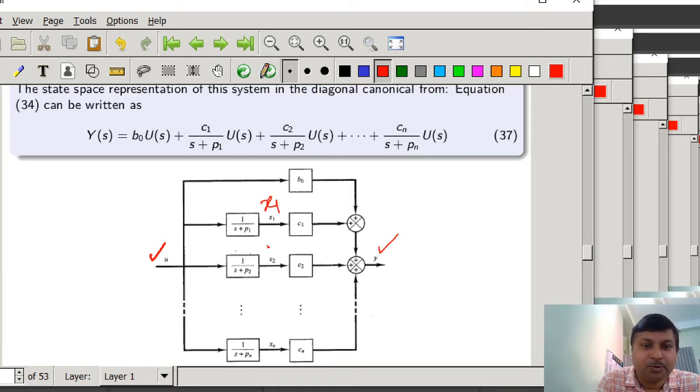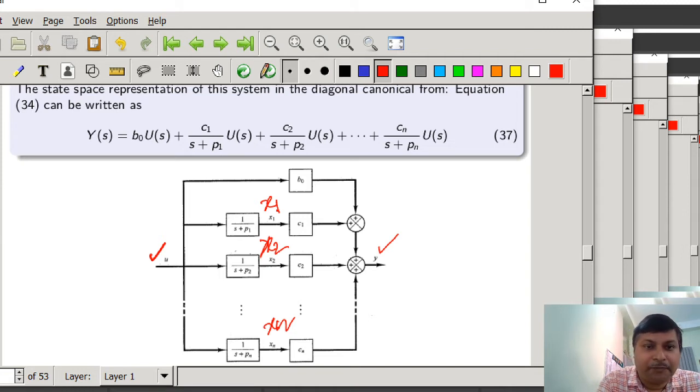Suppose this is x1 and this is x2 and this is xn. Now if these are identified as state variables, the next step is to write the state equation. So how will we write the state equation from the block diagram? In the block diagram, you can see the x1 dot.